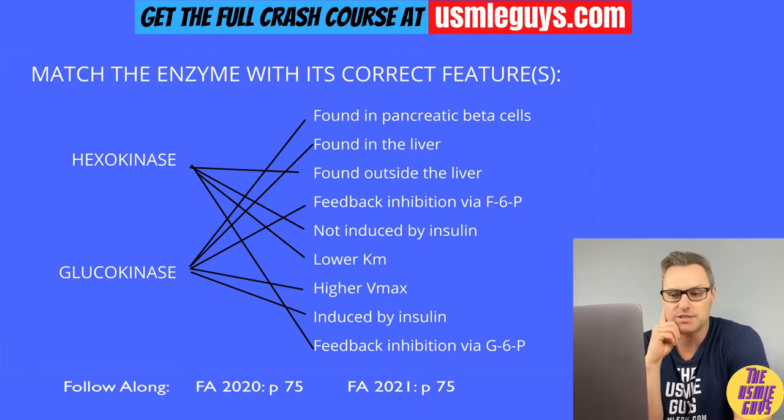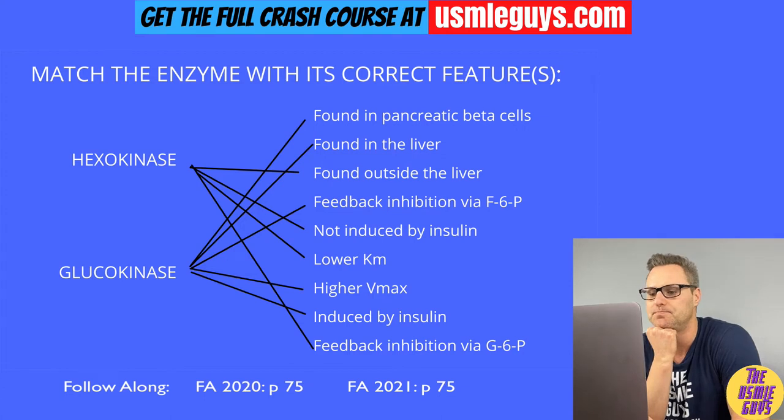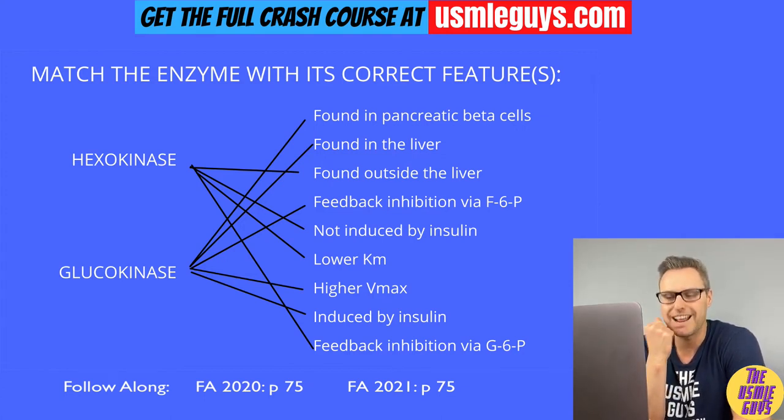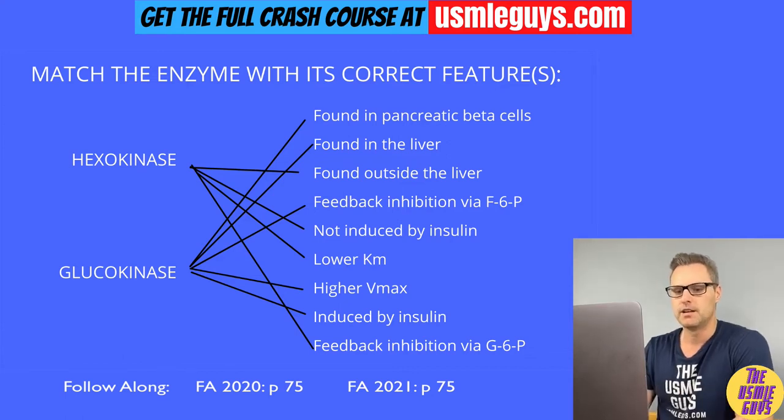Now, since glucokinase is used when glucose is abundant, do you think that it is induced or inhibited by insulin? Think about it. It will be induced by insulin, right? Hexokinase won't, because glucokinase is used when glucose is abundant. When glucose is abundant, insulin levels increase. And finally, hexokinase will receive feedback inhibition via the glucose 6-phosphate enzyme, while feedback inhibition of glucokinase will be with the fructose 6-phosphate enzyme. All right? Basic stuff, but important stuff, so make sure you know that.